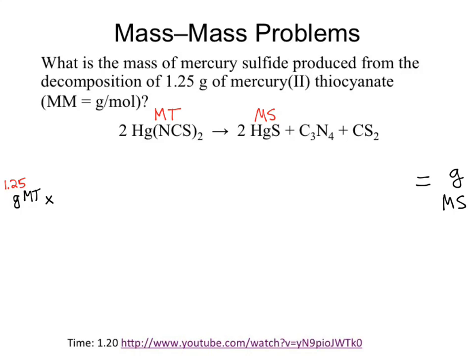Okay, so start off our conversions. What unit do we want to get rid of? Grams of our mercury thiocyanate. Ideally, we get grams of mercury sulfide. Do we have a way to relate the grams of a substance to the grams of another substance? No. The only way to relate different substances to each other is through the balanced equation. What units do you have in the balanced equation? Moles, not grams.